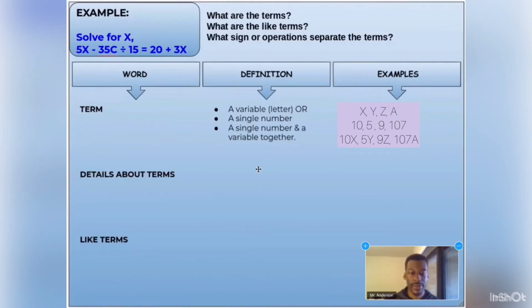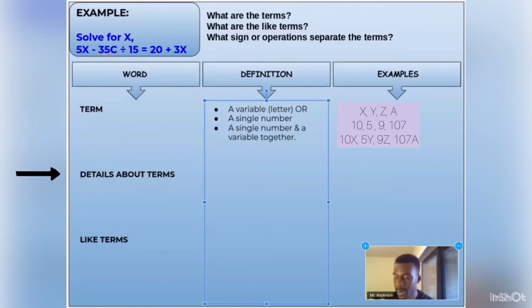Now let's scoot down to details about terms, okay? And I want to be very specific about this. When we talk about terms, this is also how you identify if it is a term separate from another. Terms are separated by the plus sign, minus sign, equal sign, and division sign.